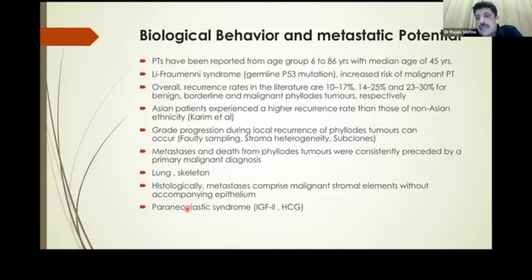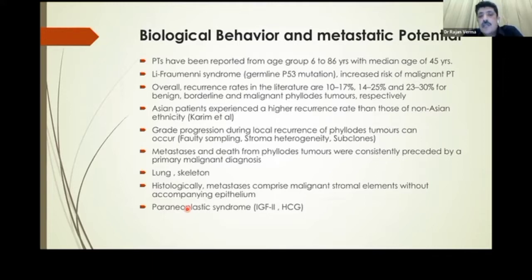As I come towards the journal article, which I will present later on, there is a mother and a daughter who suffered from breast phylloid tumor with malignant change, and they found out that a germline P53 mutation was very prominent in them. See, the overall recurrence rates in the literature are 10 to 17% for benign, 40 to 25% for borderline, and 20 to 30% for malignant phylloids, as per various articles. And Karim et al. have concluded that Asian patients experience a higher recurrence rate than those of non-Asian ethnicity, but the cause is not yet known.